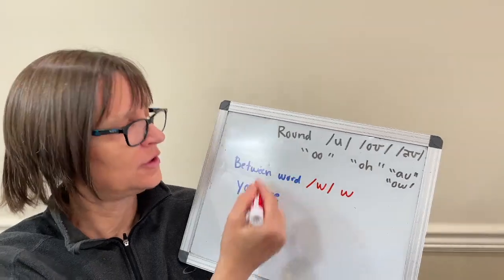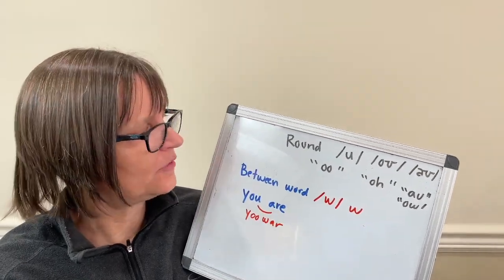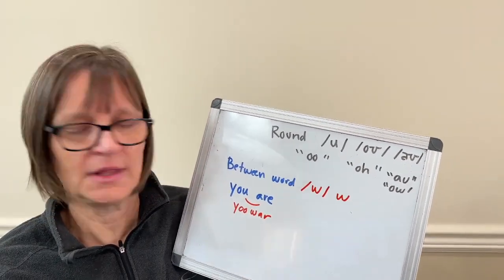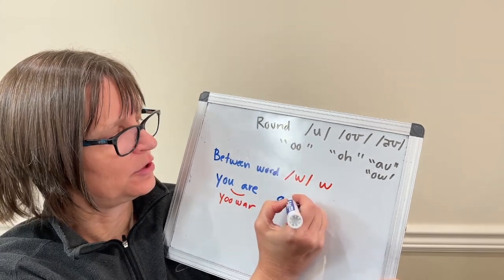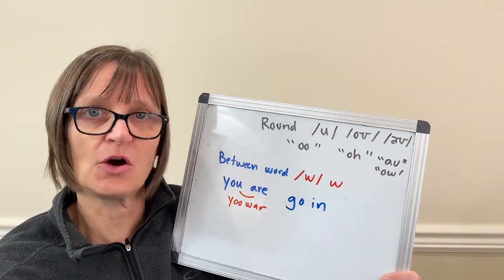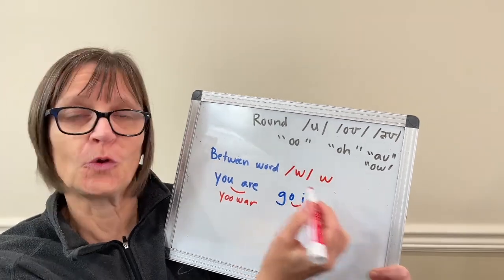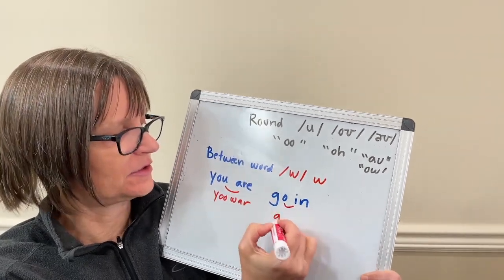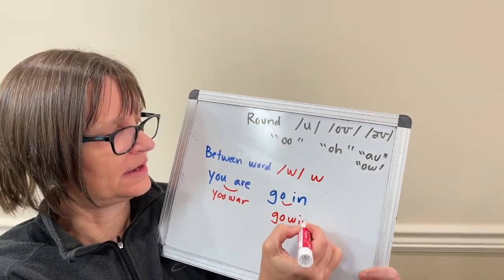You are, going from the oo to the r. For an O example, let's look at, for example, go in. As I link go in, again, that natural w glide happens, so it'll be like go in.